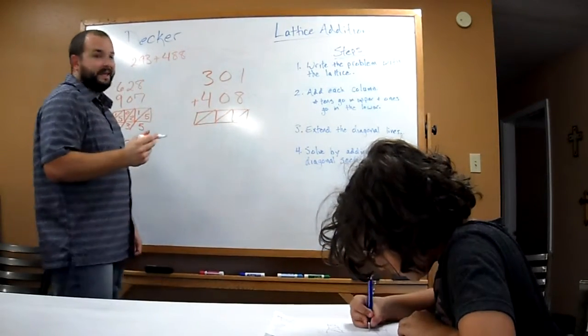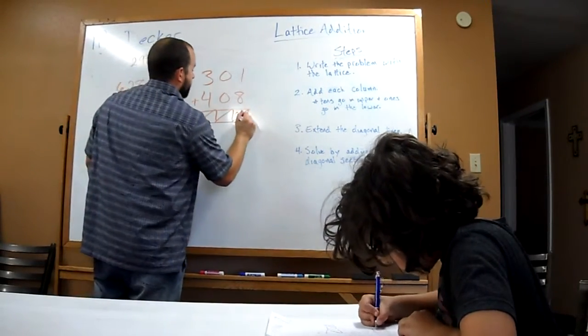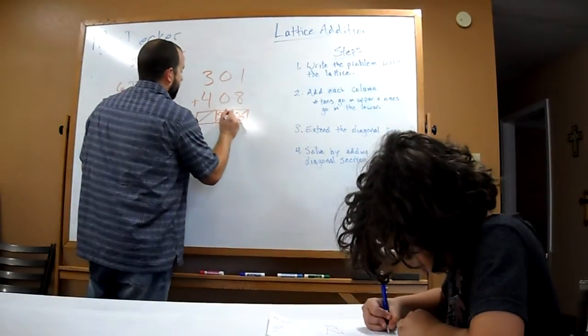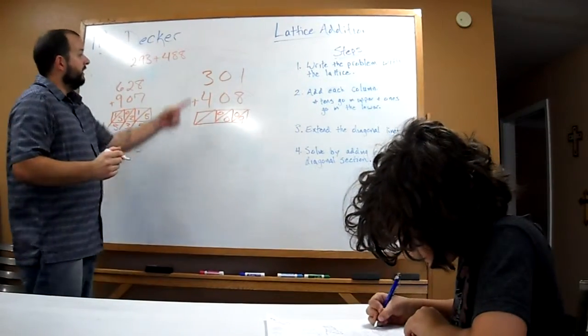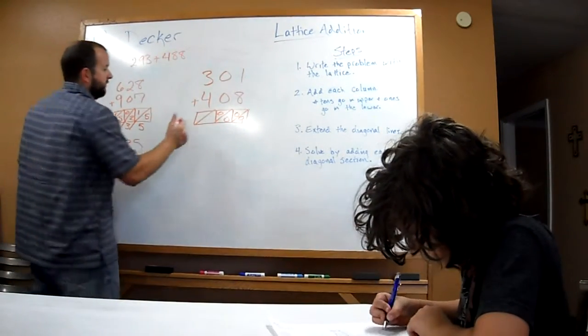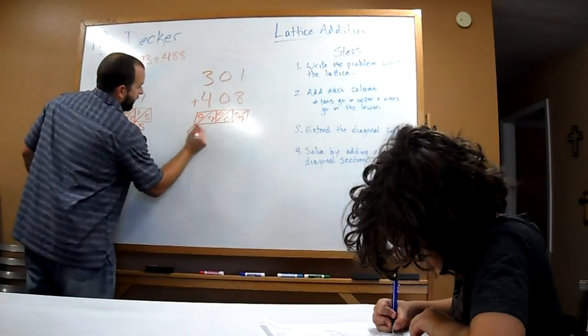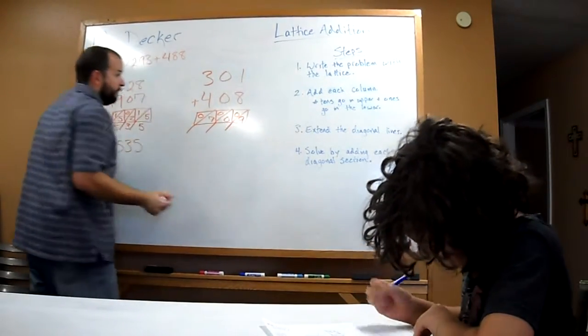Alright, 1 plus 8 is 9. 0 plus 0 is 0, so we'll add a 0 and a 0. And a 3 plus a 4 is 7, so we have no 10s and 7 1s. We'll go ahead and extend our diagonal line down just a little bit for our third step.